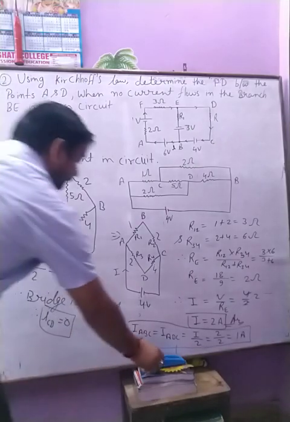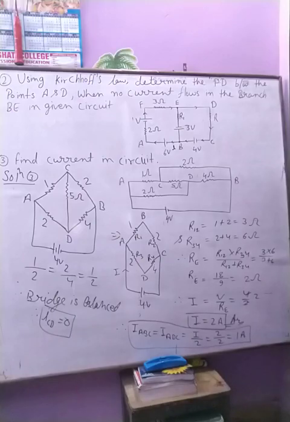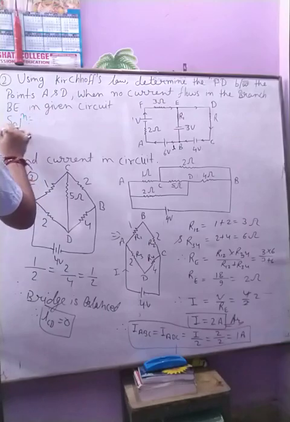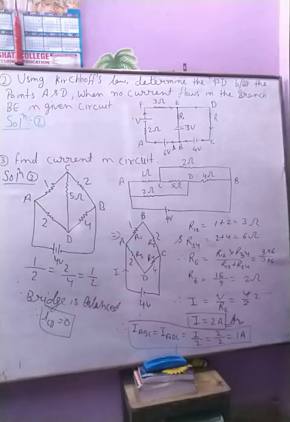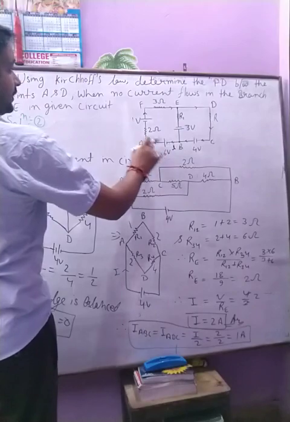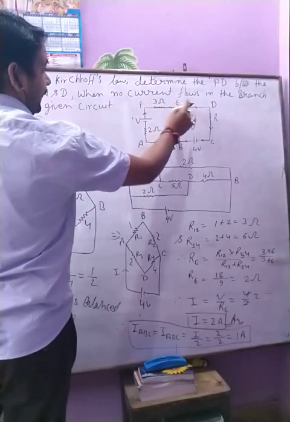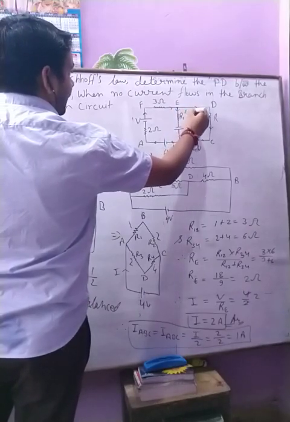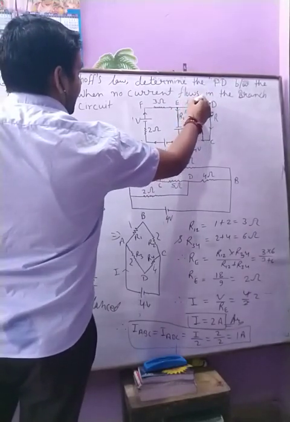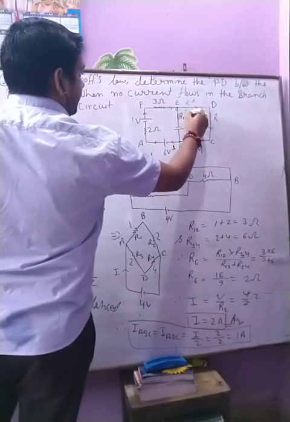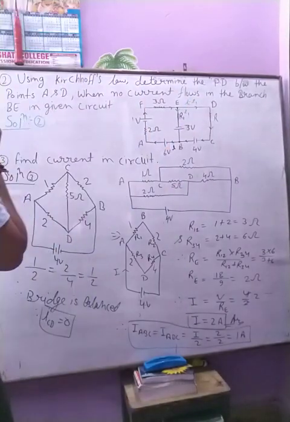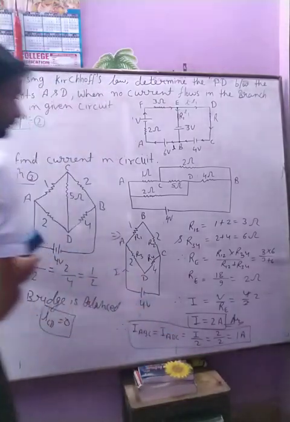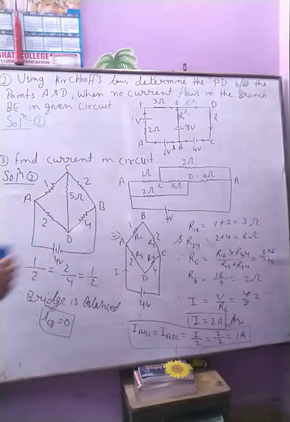Okay, students, now we understood about solution number two. In this we have current I which is moving here, and till this current reaches this point, it will divide into I2, that is I minus I1. Okay, I will erase this question.